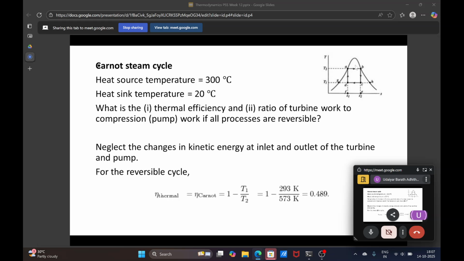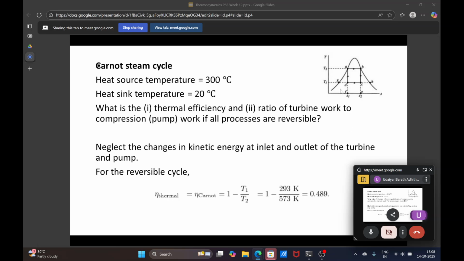Ideally we assume there is no temperature difference between your source and the temperature A, B, and similarly C, D and the sink temperature. So the temperatures T1 and T2 are fixed to the source and sink temperatures. For this we need to evaluate what is the thermal efficiency and what is the ratio of the turbine work to the compression work if all the processes are reversible.